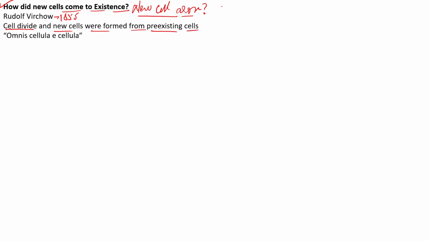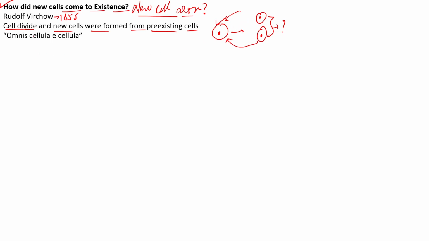Pre-existing new cells. So this was a very bold proposition given by Rudolph Virchow. He said that there is one cell, and this cell divides into two cells. If you ask the origin of these two cells, where did these two cells come from? These two cells came from the original existing cell, and this is the original existing cell. This is what Rudolph Virchow meant.